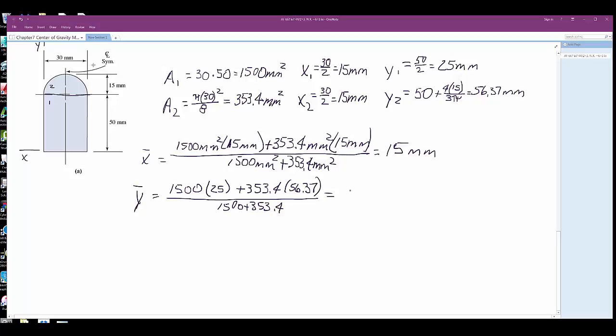You punch those numbers in, you should end up with 30.98 millimeters. So that tells me if we go up somewhere about right here, that's going to be my location of the center of gravity for problem number 710A. Okay.